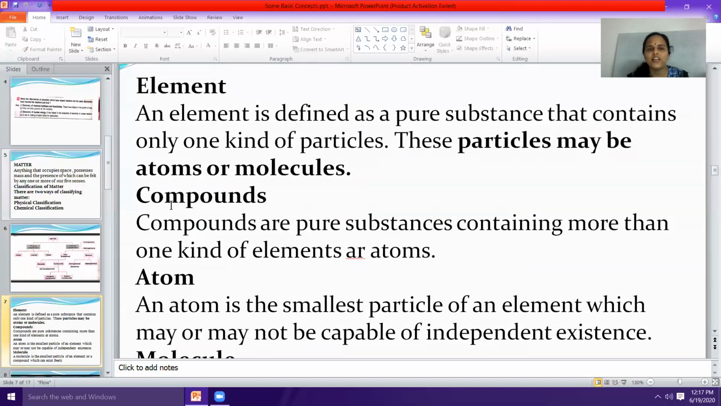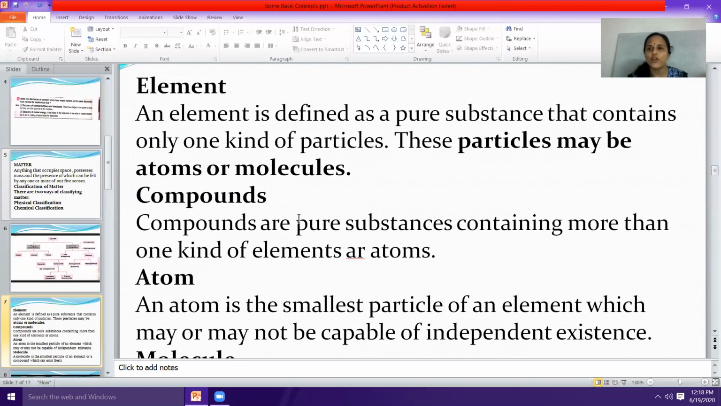And that is the definition of an element. An element is defined as a pure substance that contains only one kind of particles, and these particles may be atoms or molecules. Element examples you can give: iron, aluminium, gold, silver, etc.